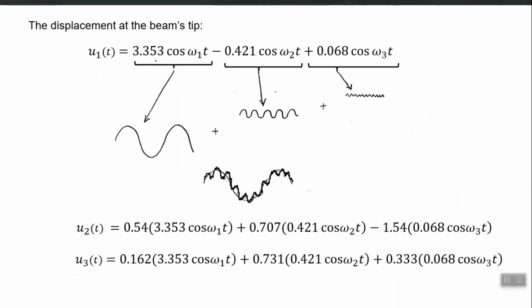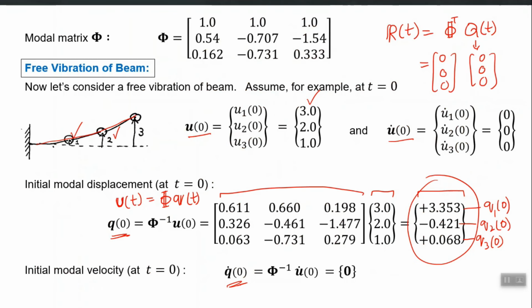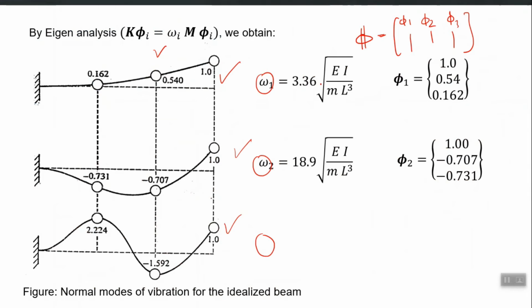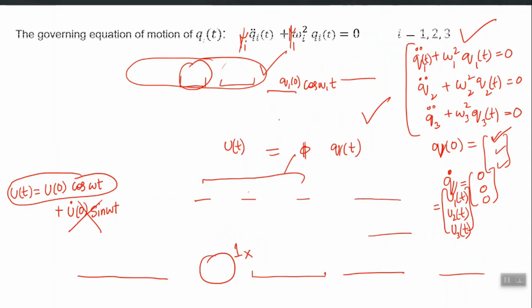If we plot the first term in u1 alone, what is it actually? It is a harmonic function with a frequency equal to omega 1. Omega 1 is the lowest frequency, so you can plot it like this. It is a harmonic function with omega 1, and the amplitude of that function is 3.353. If this is the mean line, this peak amplitude is 3.353, and the frequency is omega 1. Omega 1 is already calculated. Obviously, the very first step is to calculate omega 1 and the phi vectors. Omega 1 is given already, as a function of properties of that beam, which means you can plot that first term in your u1 of t.